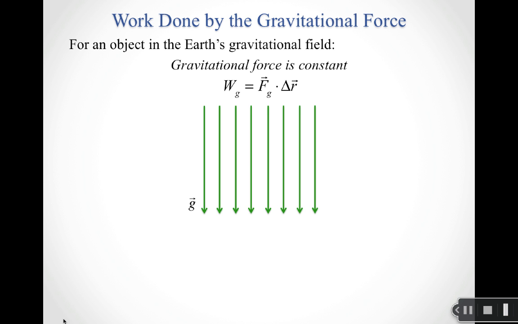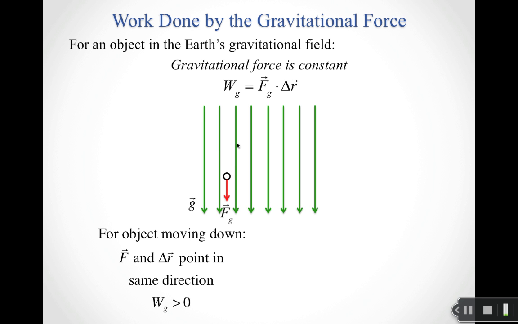Okay, so one of the forces that we obviously want to come back and calculate the work done by is the gravitational force. If you have an object that's moving around in the Earth's gravitational field, near the surface of the Earth we know the gravitational force is constant, so we can calculate the work done by that force as just being the force dotted in with some displacement. So if you have some object sitting in the Earth's gravitational field, the gravitational force is pulling it down.